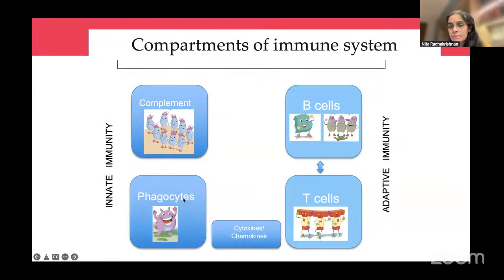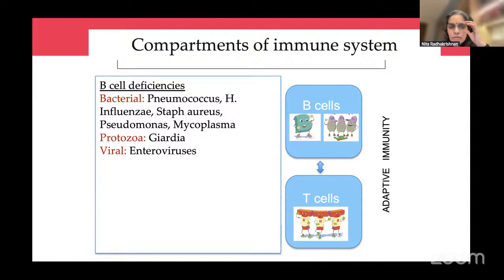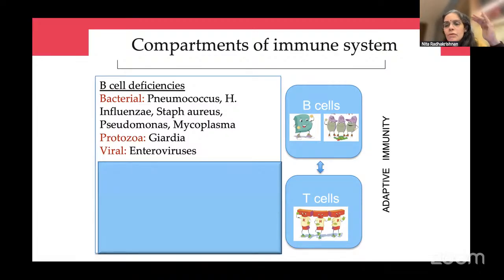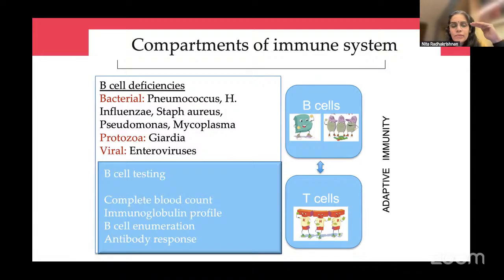So from this basis, we know which compartment is affected so that we can evaluate it further. So B deficiencies again: bacterial, protozoal, viral. And what evaluation will you do? First evaluation is always CBC. Second is always immunoglobulin profile. So very, very simple things to be done routinely.